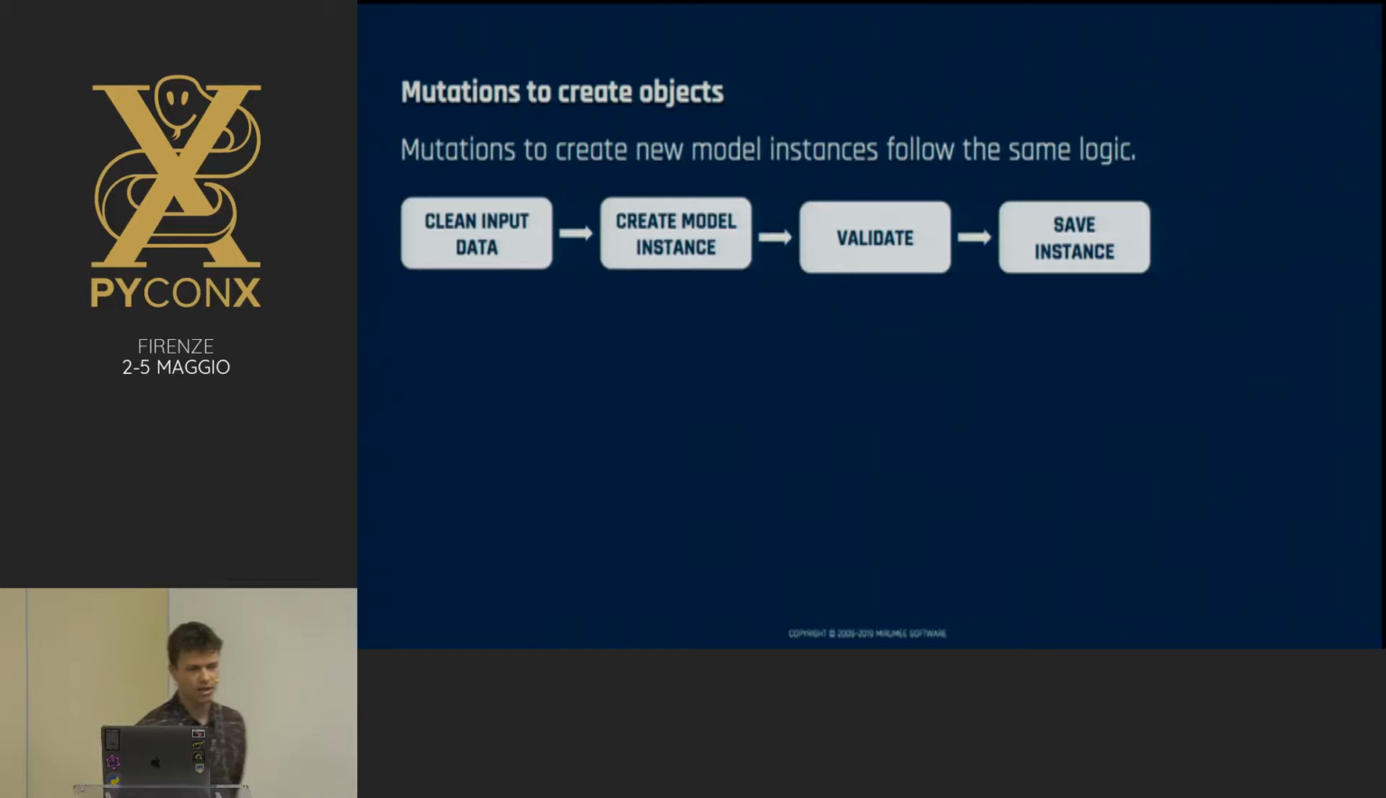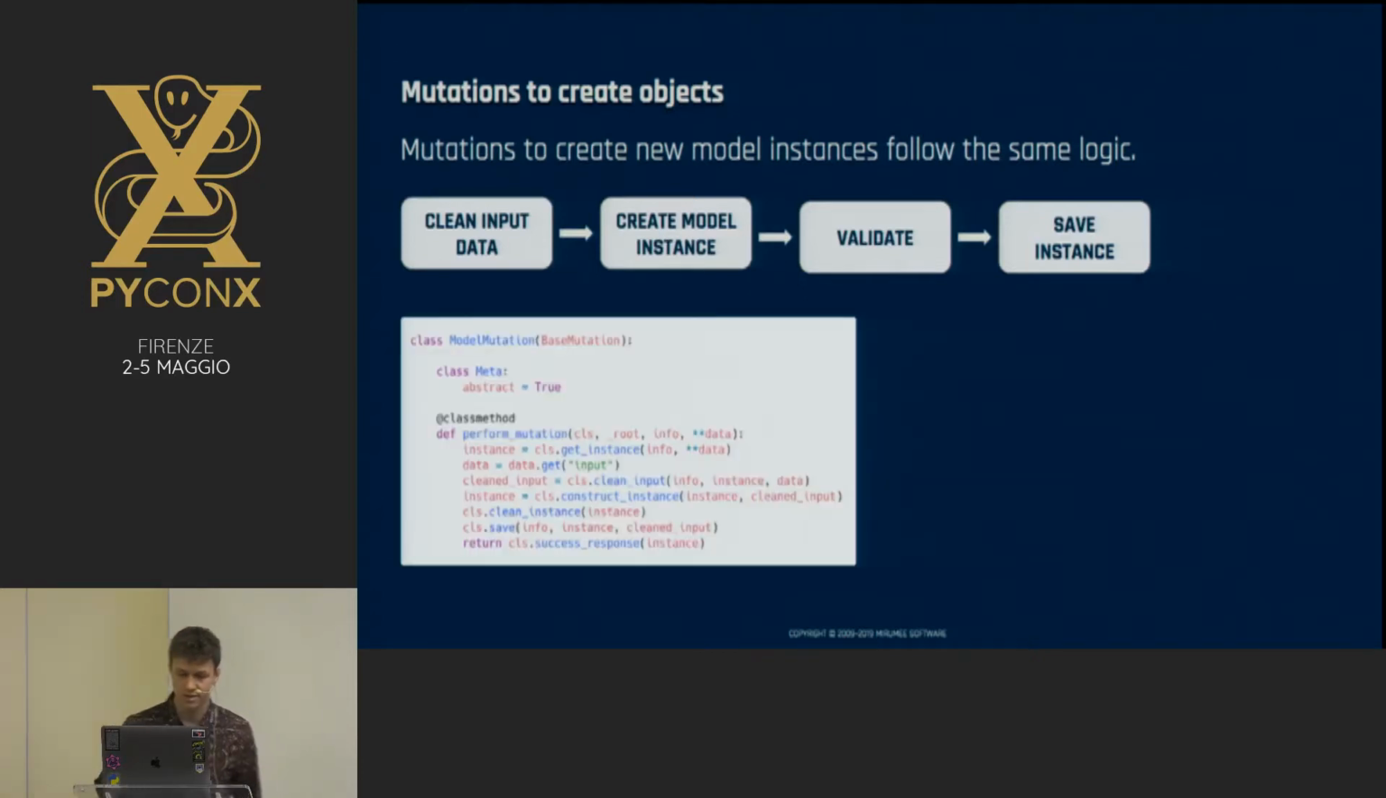The next one, when you're building the dashboard application, you will quickly notice that most of your mutations are simple CRUD mutations like creating, updating, and deleting stuff. And creating usually follows the same pattern. So first you want to clean your input data, do some validation. Then you create the model instance. Again, you can do some validation. And if everything is OK, you save the instance.